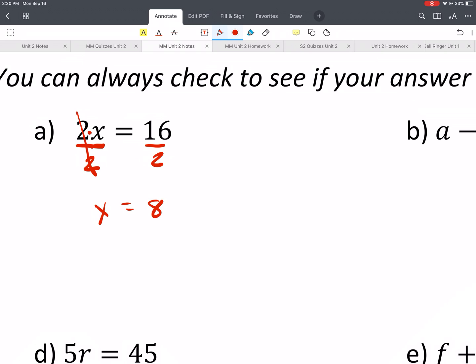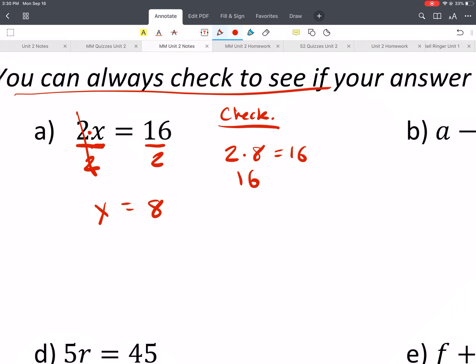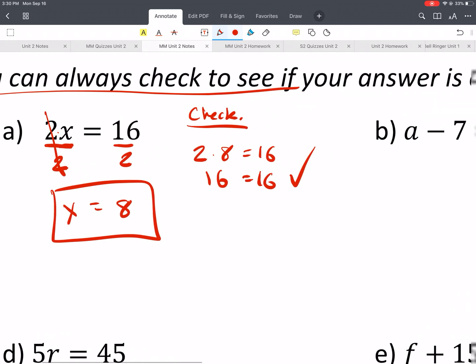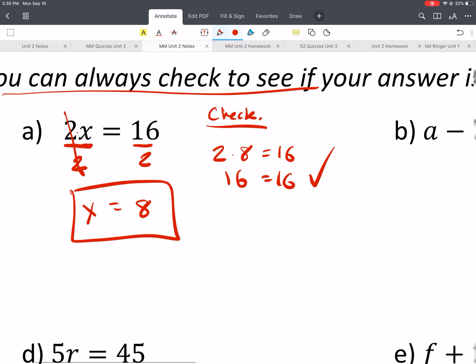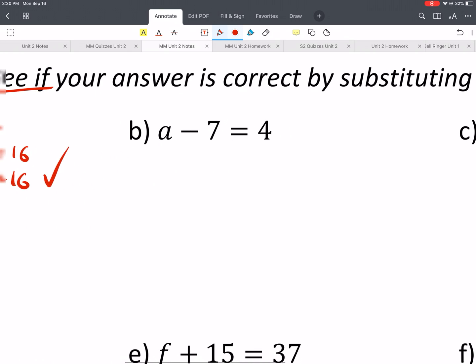If you wanted to double check, here it says you can always check your answer by substituting it back. This one's pretty easy to check. You just plug it back in: 2 times 8, and that should give us 16. And it sure does, so it would be good to go. I think it's a really good idea to double check your answers, especially on tests.